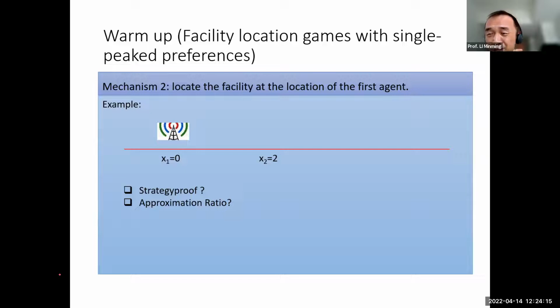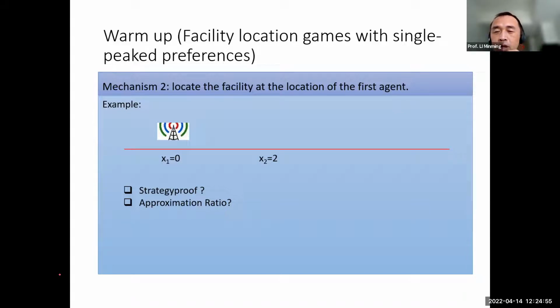As many of you have pointed out, this mechanism, placing the facility at the leftmost position, is strategy proof and has an approximation ratio of 2 compared to the optimal solution. So with these two examples, you know the basic framework of the research problems people care about in facility location games. They want to achieve strategy proofness, and at the same time, they want the solution to be relatively good, right?